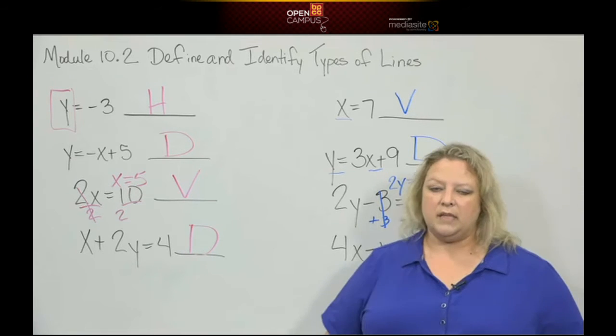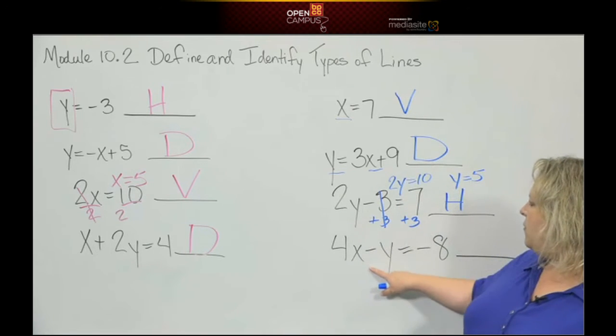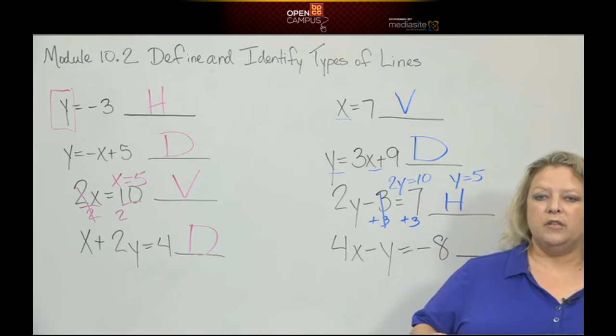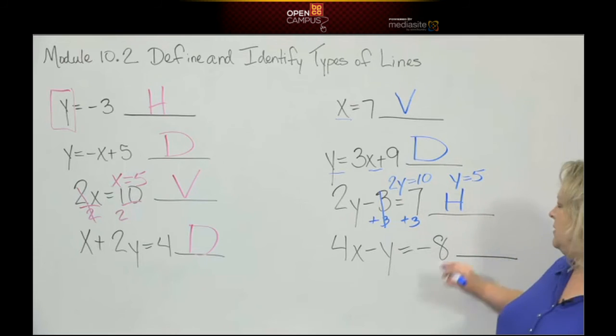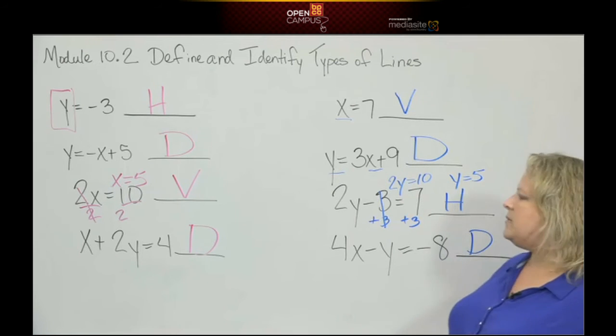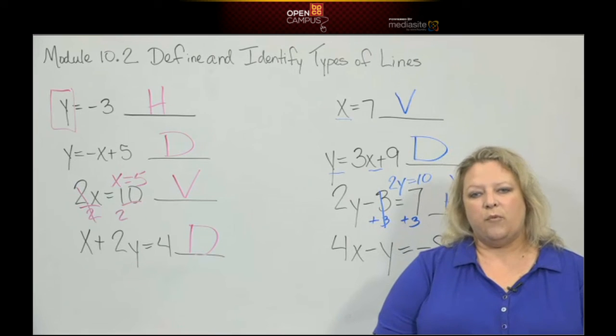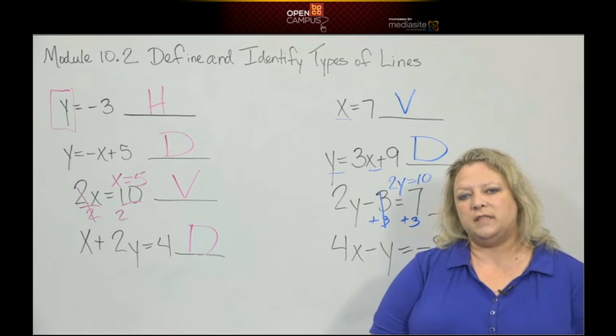Okay, then when I look at my last one, 4x minus y equals -8. I have two letters. Two letters means what? Diagonal, absolutely. Okay, y'all did a good job with this. Come back and we're going to learn some more about how to graph these awesome lines.